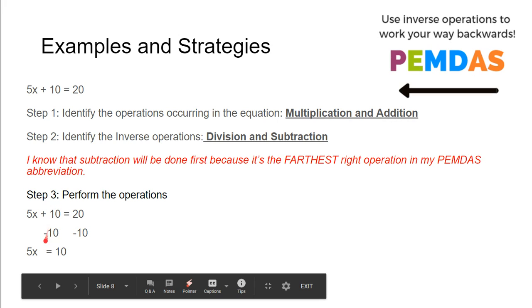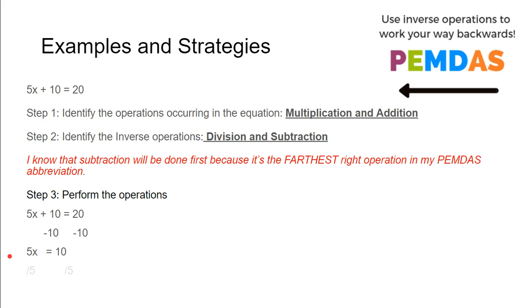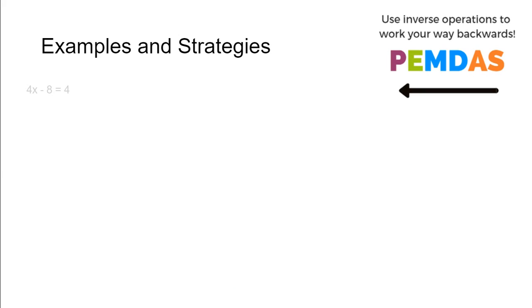Remember, I don't have to write this 0 because positive 10 plus negative 10 is 0. So I have 5x equals 10. I'm going to divide by 5 on both sides, and I end up getting x equals 2. My last step is to identify my solution. Okay, and then we're going to keep going. So I'm going to keep that in the corner.